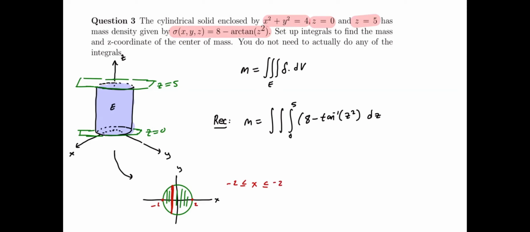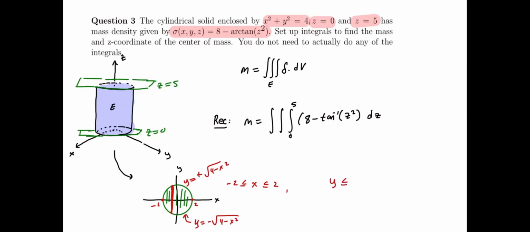And y is going to go from a function to a function. So we need to know the equation of this circle. Well, the equation of this circle is right here: x squared plus y squared is equal to 4. And I'm going to go ahead and solve for y. So y is equal to plus or minus the square root of 4 minus x squared. Now, if you split it up into two equations, the upper half of the circle will be the positive square root of 4 minus x squared. The bottom half will be y equals negative square root of 4 minus x squared.